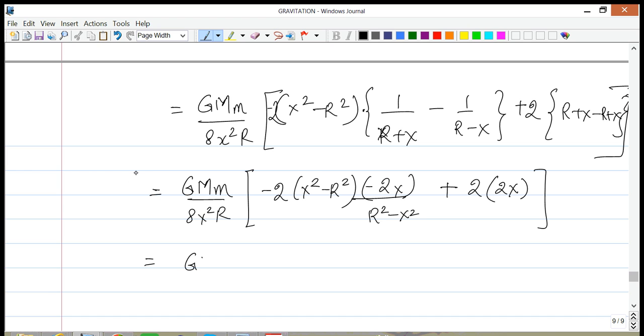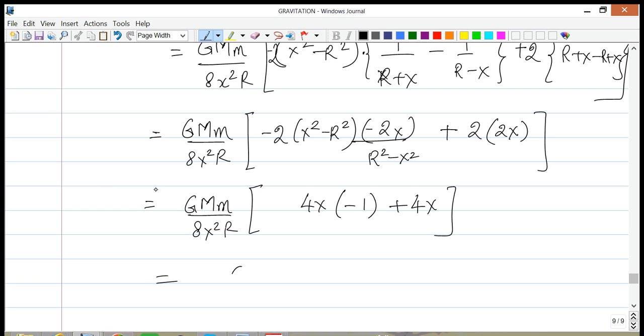Okay, great. Very close to the answer. GMm over 8x squared times r. Now if you look at this, the negative 2x times 2, negative 2, gives us 4x. But we have an x squared minus r squared here and r squared minus x squared, so this gives us a minus 1. Plus 4x, which ends up giving us 0.